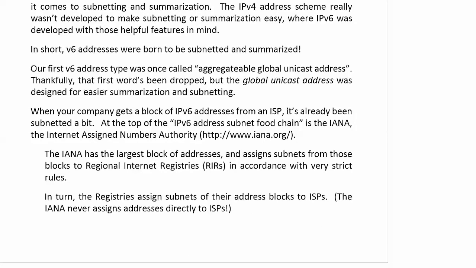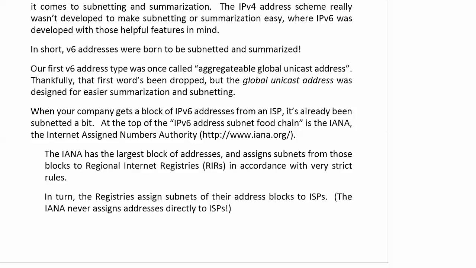And here's how part of that comes into play: the way the addresses actually get to us. When your company gets a block of version 6 addresses from an ISP, it's already been subnetted a little bit, because at the top of what I call the IP version 6 address subnet food chain is the IANA, the Internet Assigned Numbers Authority. The IANA is at the top. They have the largest blocks of addresses. They have the whole pie, if you will, and they assign subnets from those blocks to what we call regional internet registries, RIRs, in accordance with very strict rules. Their assignments of the addresses and how they're assigned actually have subnetting and summarization in mind.